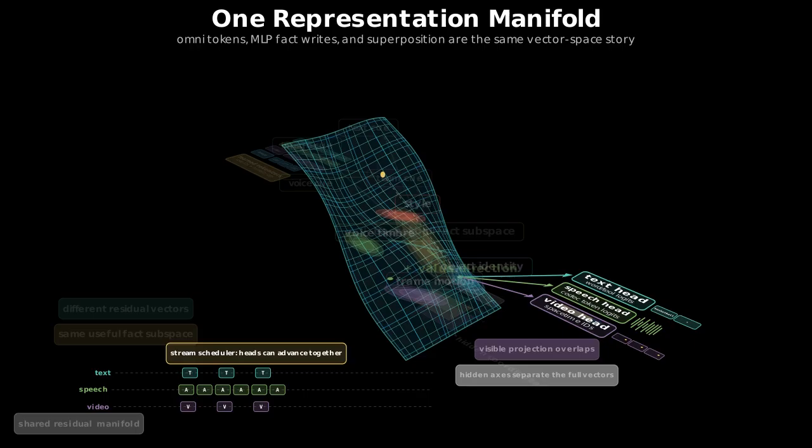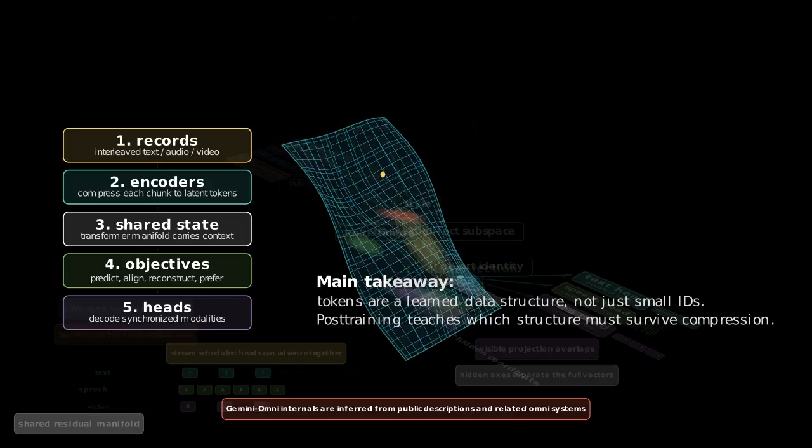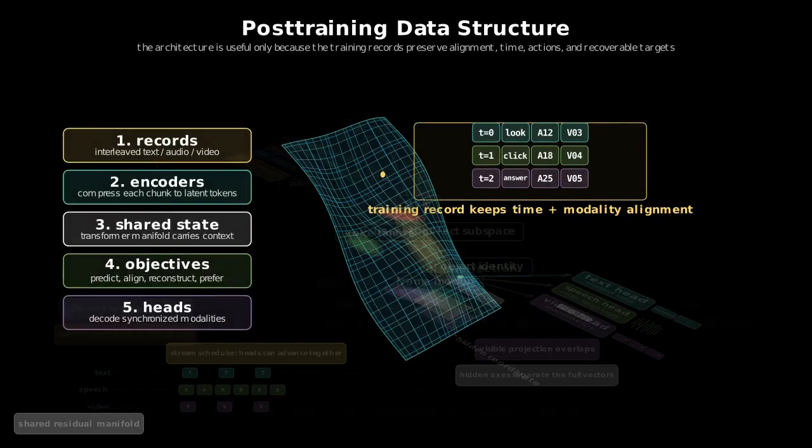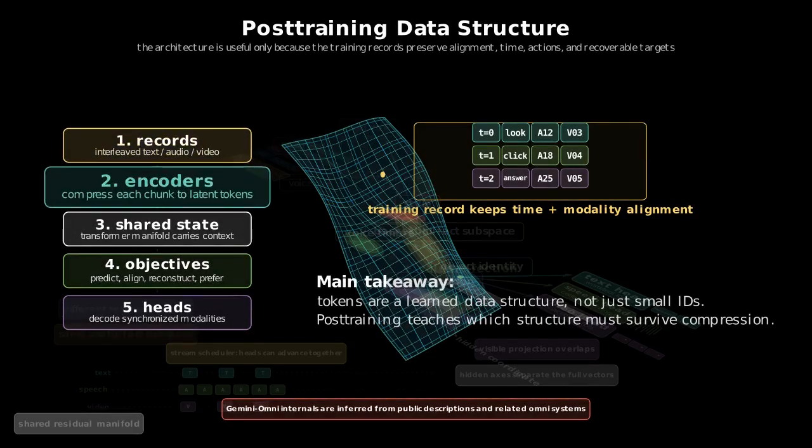Finally, the Omni output story. One head predicts text tokens, another predicts speech codec tokens, another can predict video tokens. The hard part is not just producing each stream, it is scheduling them so they stay synchronized and can be rendered back into speech, text, and motion.